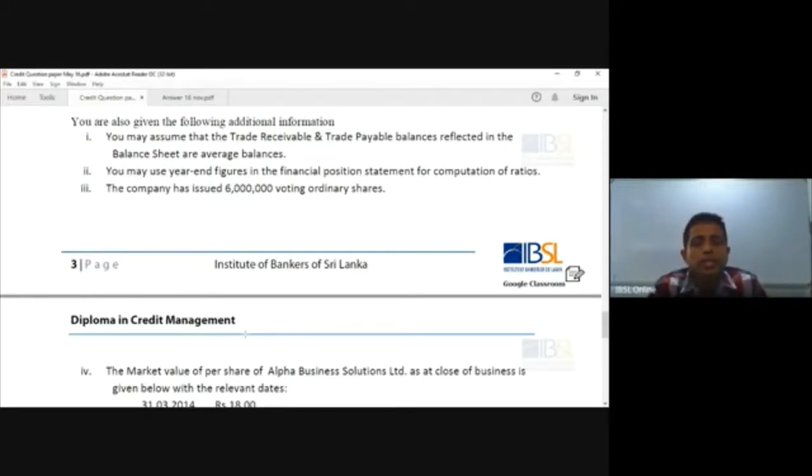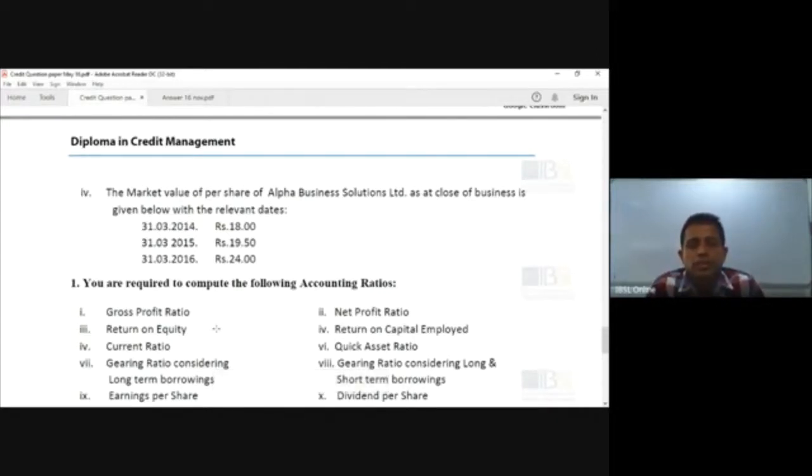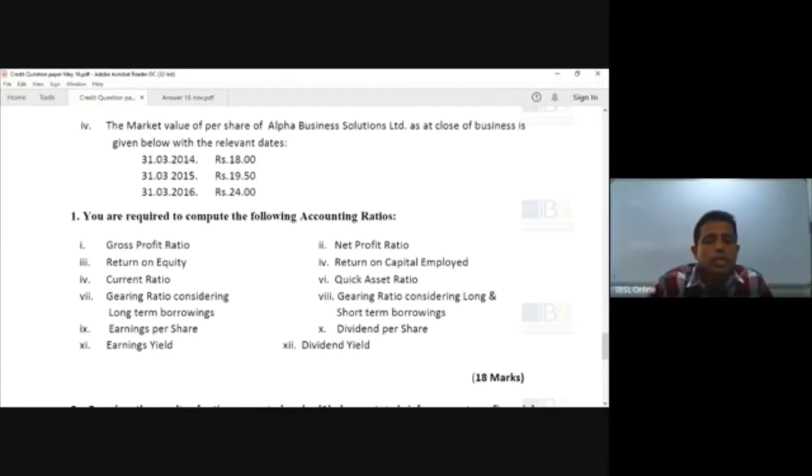Then the company has issued 6 million voting ordinary shares. The market value per share is also given at the close of business every financial year: 2014, 18 rupees, 2015, 19.50, 2016, 24 rupees. Now the examiner asks for the following ratios. Therefore, no need to worry about other ratios. You directly take these ratios and calculate.